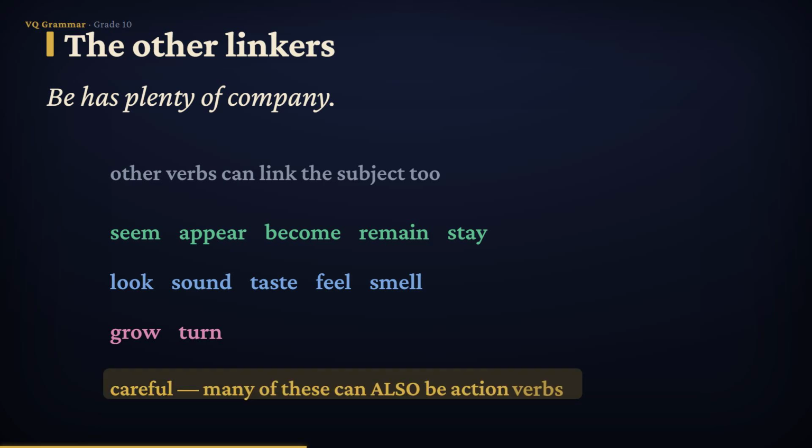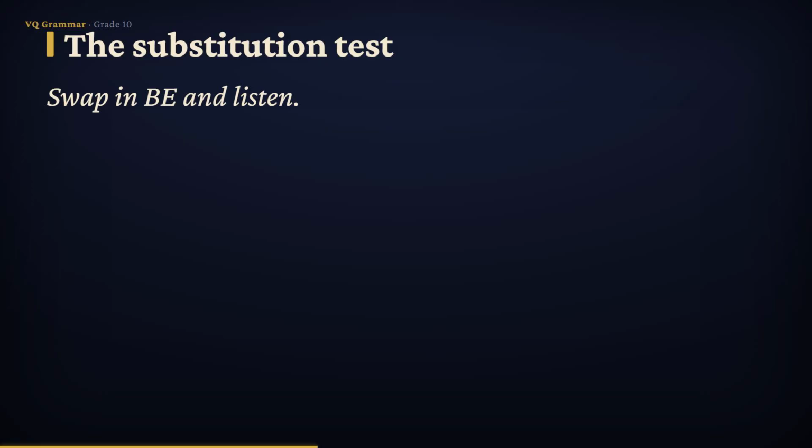Many of these verbs can also be action verbs. It all depends on how the sentence puts them to work. So, how do you tell which job a verb is doing? Here is the test, and it is beautifully simple. Swap in a form of be, or the word seemed, and then ask whether the sentence still makes sense.